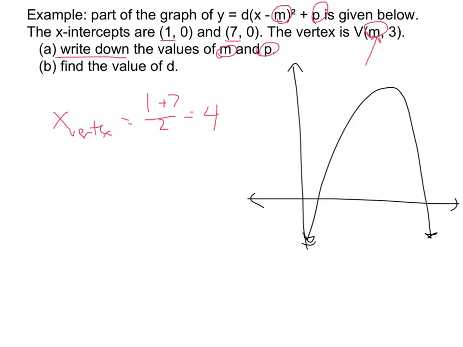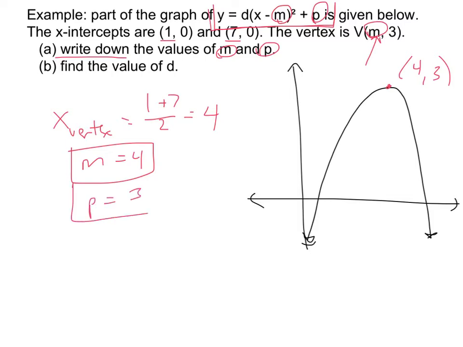So right away, I can tell that m is going to be 4, right? So we found one of those things. Okay. Next up, p, right? So we know this point here is (4, 3). Well, given that this equation was given to us in vertex form, we can tell that p should be the y-coordinate of the vertex. That tells me that p should be 3.